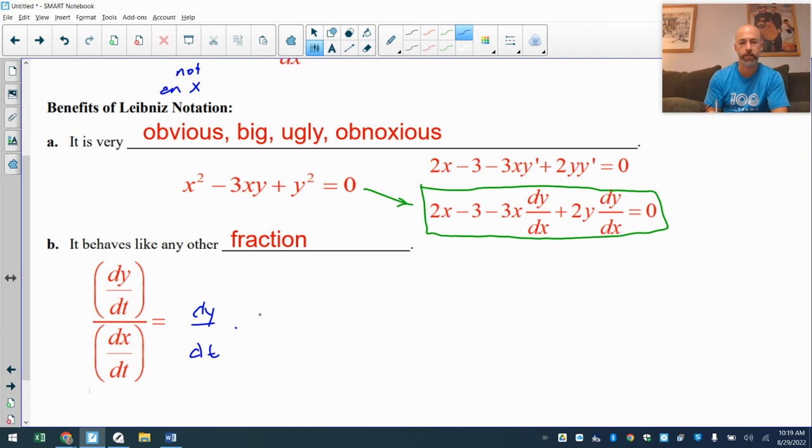This pen is not working the way it typically does. So I'm going to flip the denominator and say that's the same thing as dy dt times dt dx. And, well, when you're multiplying fractions, if you have the same thing on top and bottom, those can actually cancel, leaving you with the single fraction of dy dx. So the benefit of Leibniz notation is it also behaves like a typical fraction, which is very advantageous in contexts later on in the year.